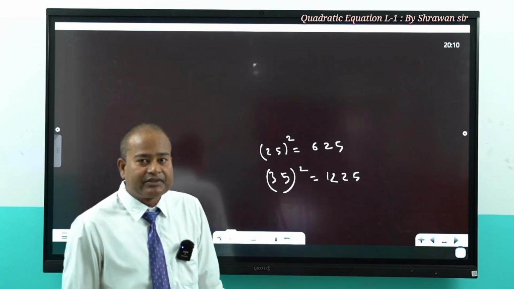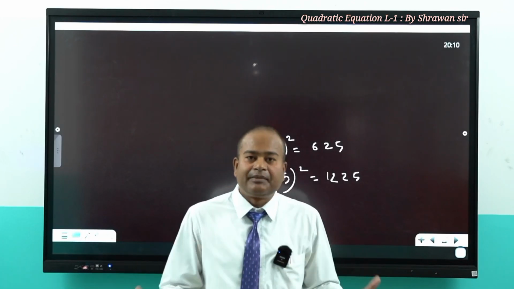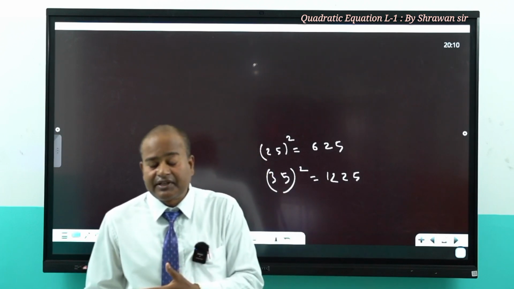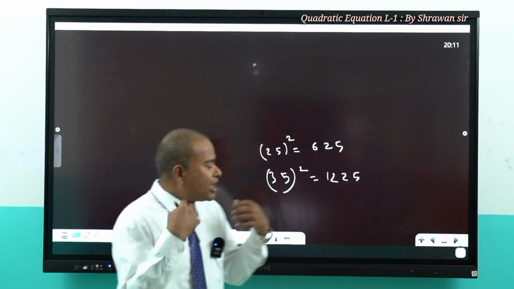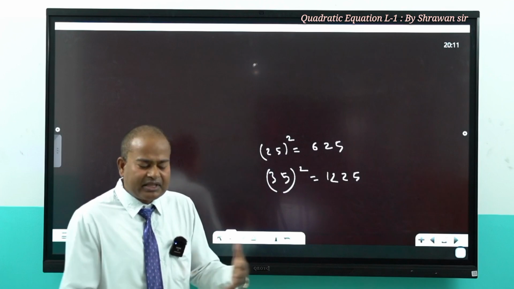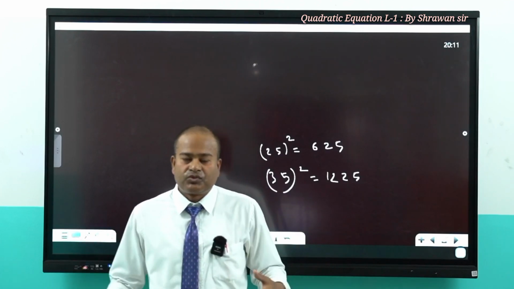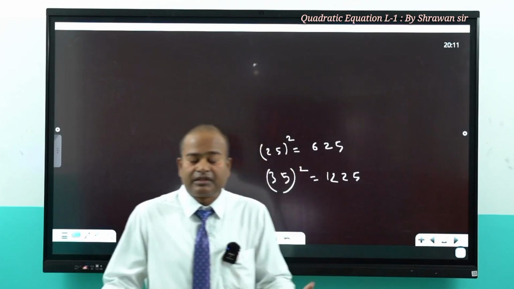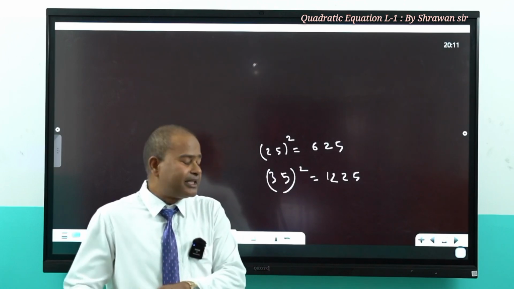So there is no need of using a calculator, and we should not totally depend on machines, because if we depend on machines, then our thinking process will be slow. We'll become lazy, and we should not be lazy. We should not be dependent on a calculator for simple calculation.